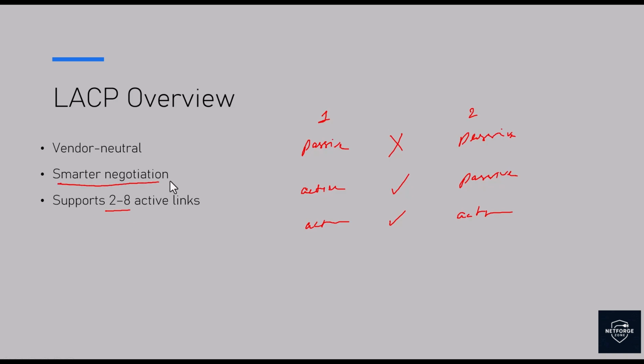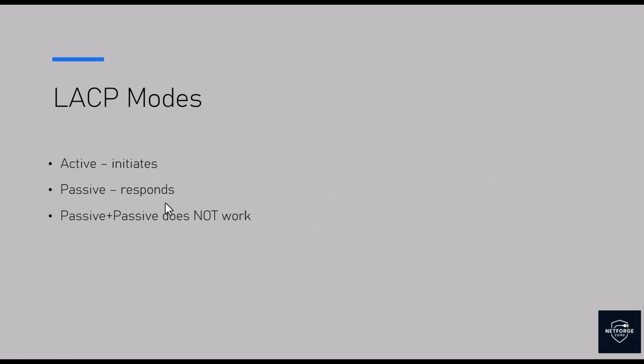So negotiation is going to be there. With negotiation, we can understand if we are going to create this or not. I spoke about different modes, like I said, active and passive. Active initiates, passive responds. So passive is not going to do anything unless it is asked. So passive, like I said, is not going to generate anything for you. So no port channel is going to be created unless at least one side is active.